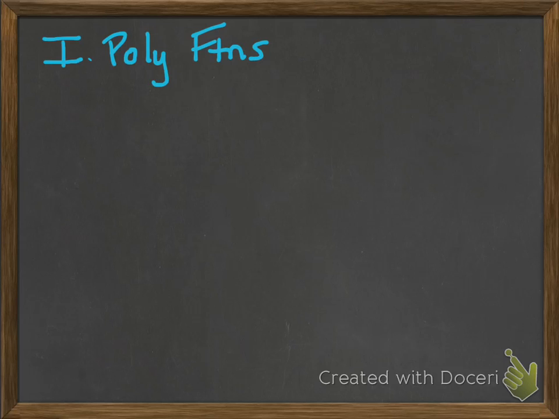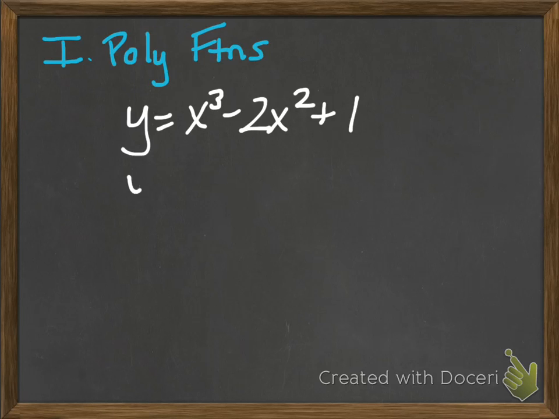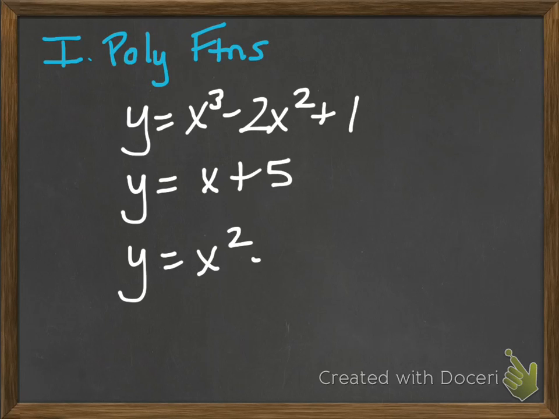And you've probably seen these before. They look a little bit like y equals x cubed minus 2x squared plus 1, or y equals x plus 5, something of that nature. Maybe y equals x squared minus 6x plus 5. Now, when we talk about domain, we first need to understand what they really mean when they talk about domain.